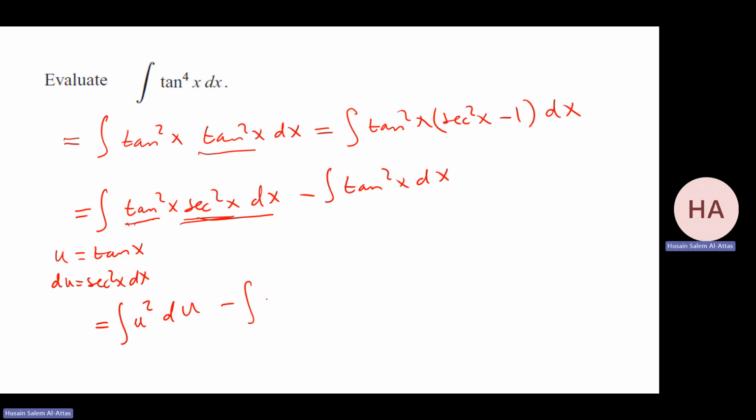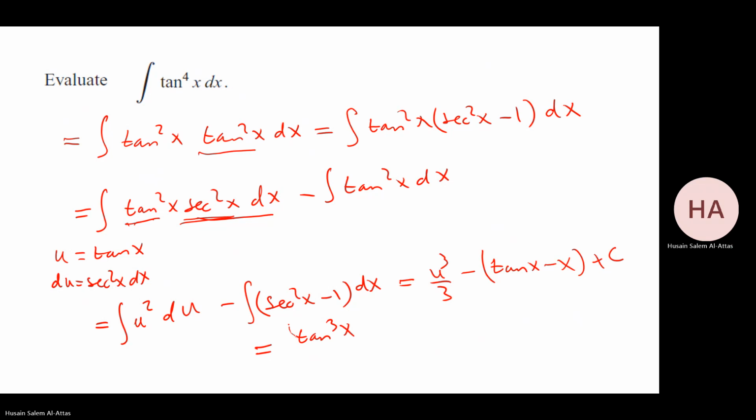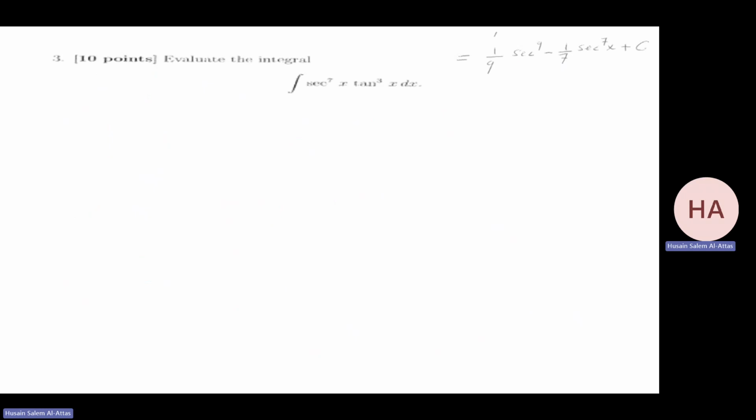This one, I can write it as what? Secant squared x minus 1 dx. Now it's ready. So I have u cubed over 3, where u is tan x. What's the integral of secant squared? That will be tan x minus x. There is a minus, usually be careful. Minus x plus c. I retain the tan, which is tan cubed x over 3 minus tan x plus x plus c. And that will be the answer.